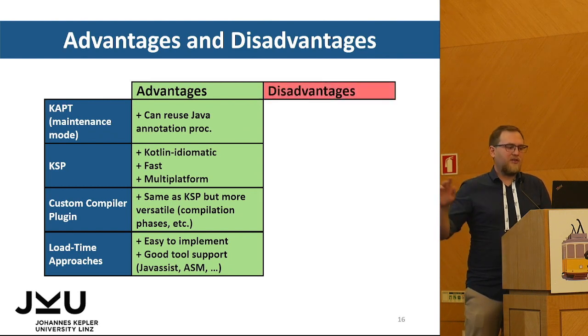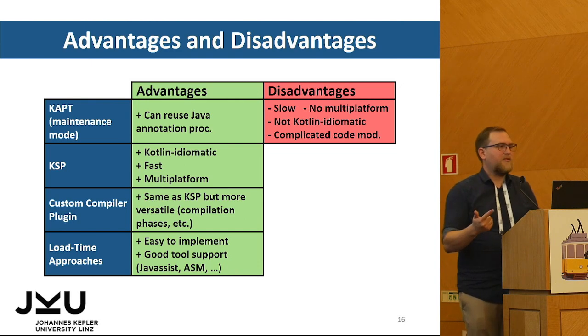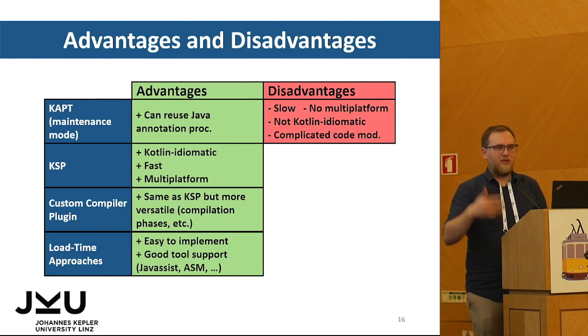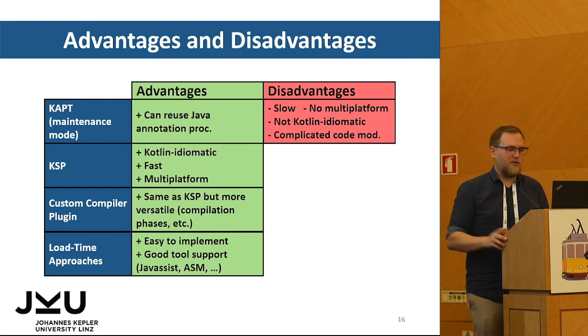But we also have disadvantages. KAPT has a lot of them. It is slow, not multi-platform, does not know about Kotlin-specific things, and code modification, the thing that we focused on, is nearly impossible, but it is possible with a lot of hacky, tricky, dirty workarounds.